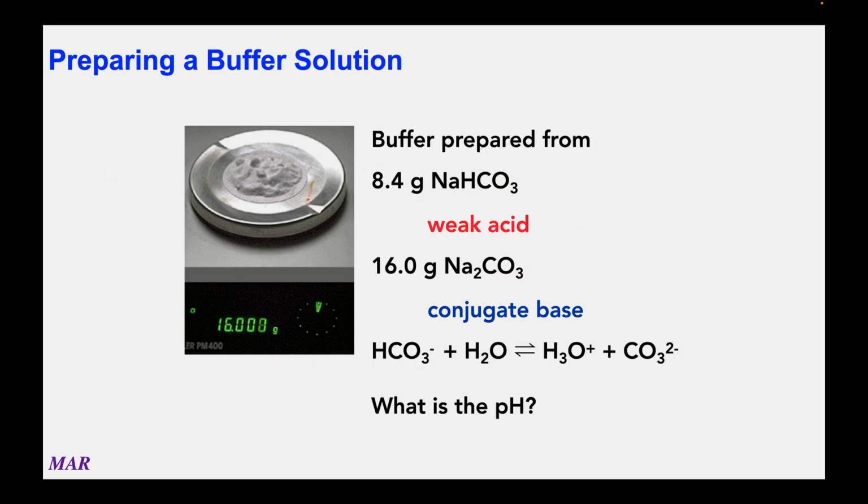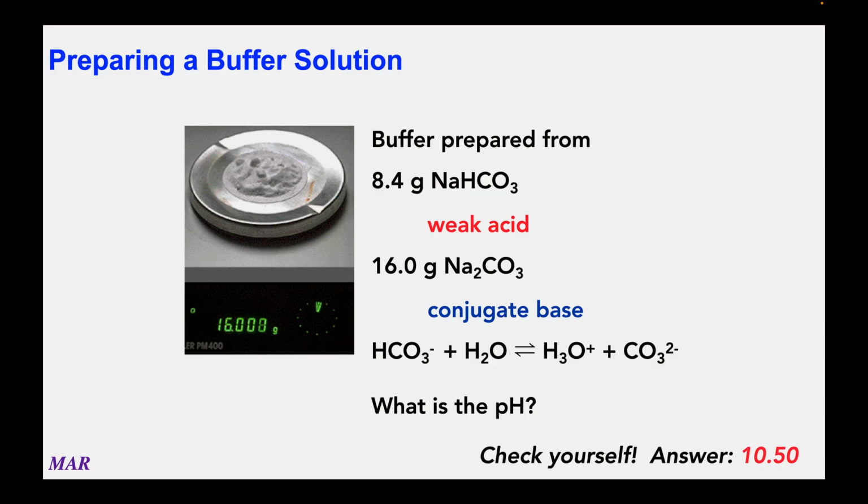So at this point, I think it's cool to practice to make sure that you know how this works out. So here's an example of a buffer you can make, 8.4 grams of sodium hydrogen carbonate mixed with 16.0 grams of sodium carbonate. And notice here the hydrogen carbonate has more hydrogen than the carbonate, so the hydrogen carbonate is the acid and the carbonate is the weak base. And from these numbers and the Ka for hydrogen carbonate, you can calculate the pH.